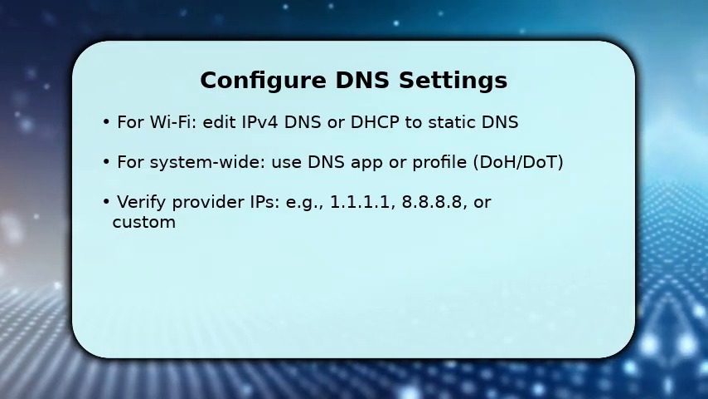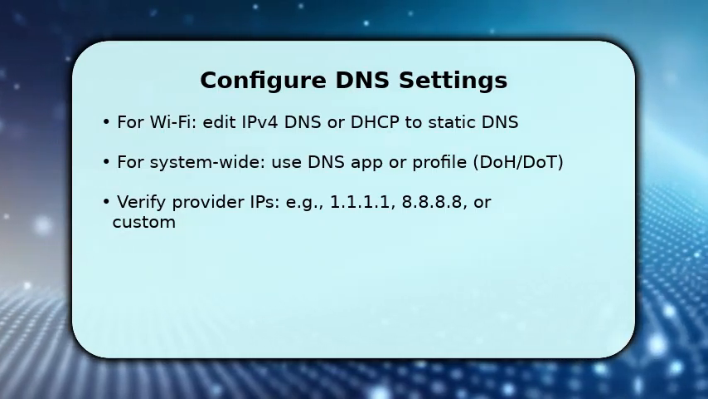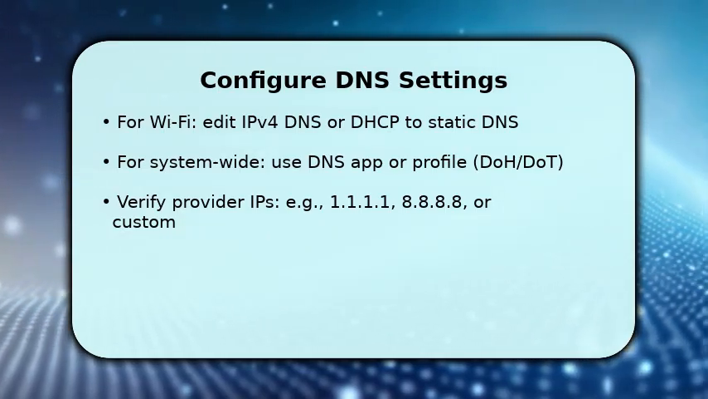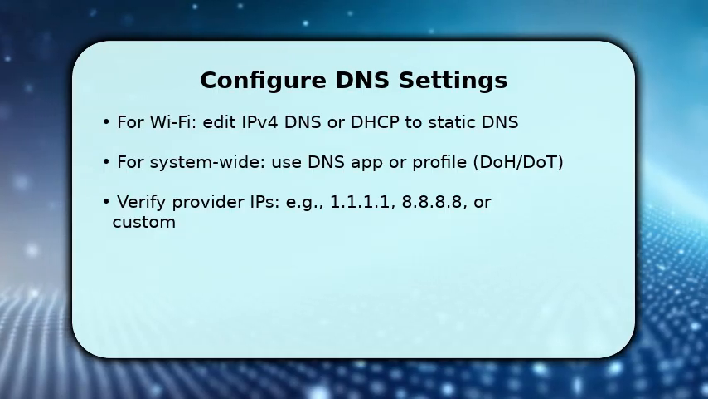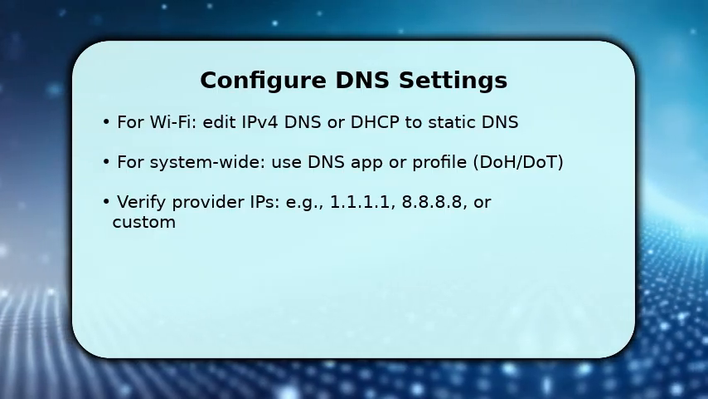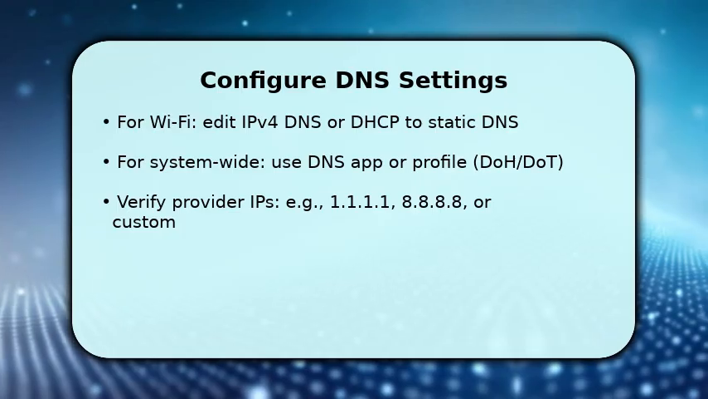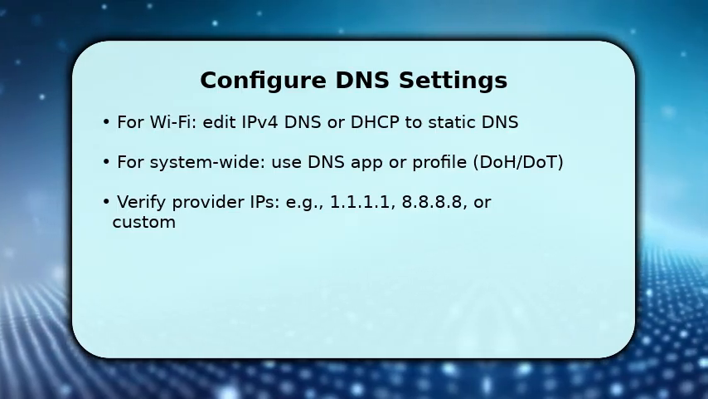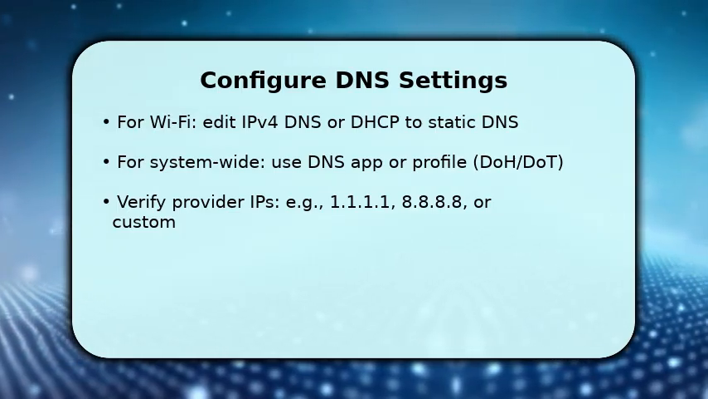If you want system-wide protection, install a reputable DNS app or a configuration profile that enforces DoH or DoT. Follow prompts to grant VPN-like permissions. Once applied, flush the DNS cache by toggling airplane mode or restart.